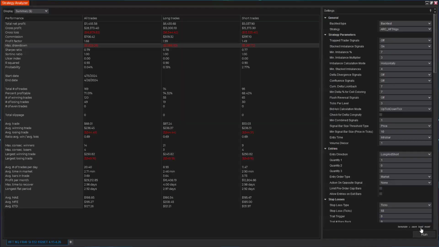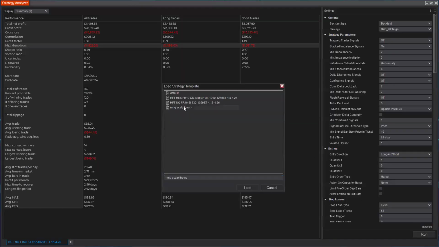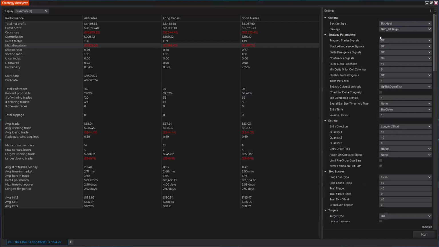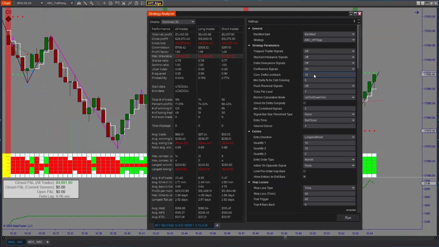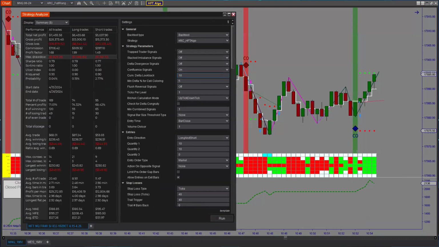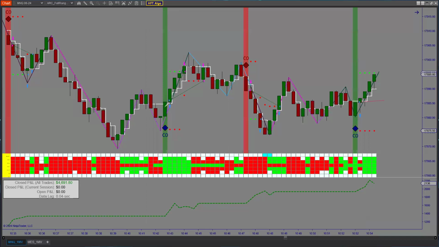Okay, so we're going to pull up the new template that I just saved, HFT trap trader. We don't need any of that stuff. All I need is confluence. Now the delta look back, I'm going to do this again. The delta look back is set to 10. Now, again, why would I want to set it to 10? Because I want to control when I get the shift.